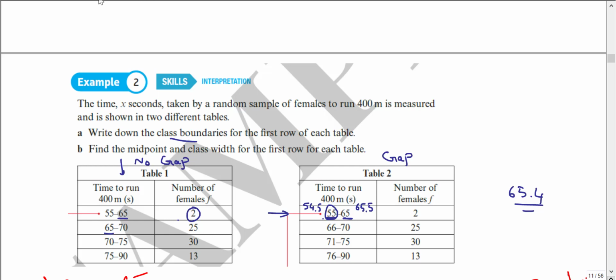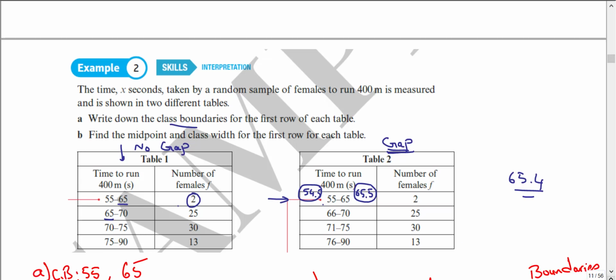So the blue numbers here, these numbers are called class boundaries. We always do this when we have gaps. So if I ask you what's the class boundaries of this group, the third one, you would say what? 70.5 to 75.5. Very good. That's correct. So you get it now.